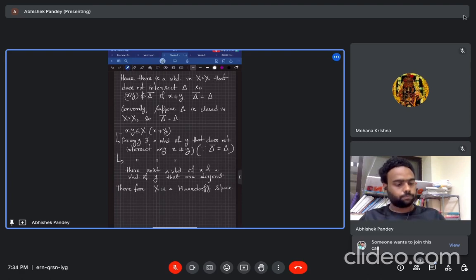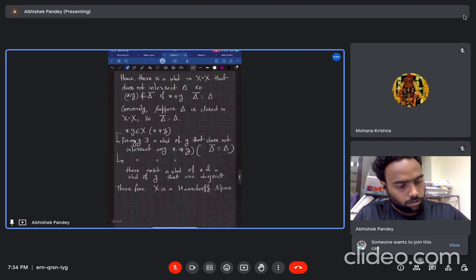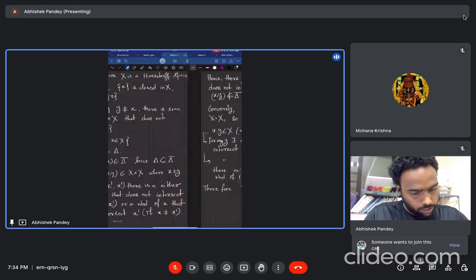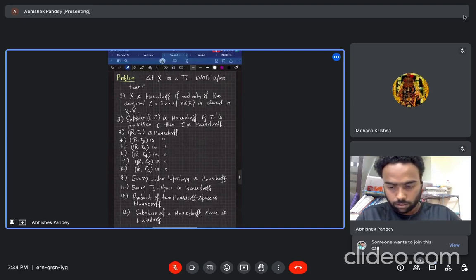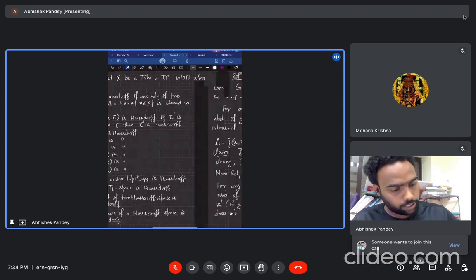Okay. Now the next thing we have to see is which of the topologies is Hausdorff. So the second thing first we have to see.